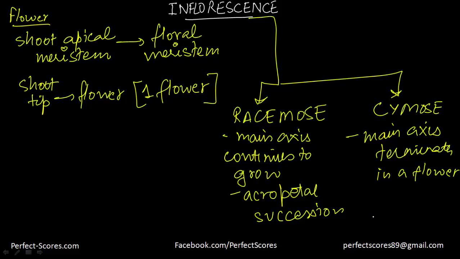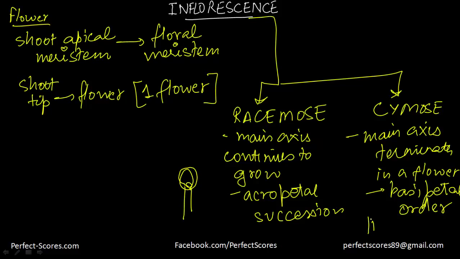And growth is limited because of that, and the flowers are borne in a basipetal order. So the example is, in this shoot, this becomes the flower, and in this, lateral growth is there. The main axis terminates and you have flowers on these ends like this. So that is the difference between racemose and cymose.